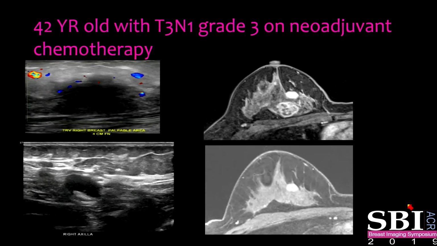I want to show you one example here. This is a 42-year-old who had a grade 3 tumor and was on neoadjuvant chemotherapy. This was a triple negative. So here's the irregular triple negative mass that we saw in the breast, and the axillary lymph node, as you can see, significant thickening of the cortex. So we did an FNA of this.